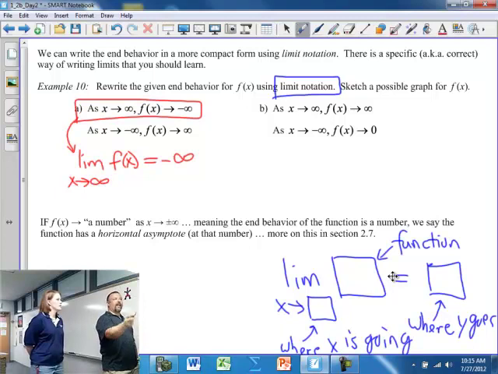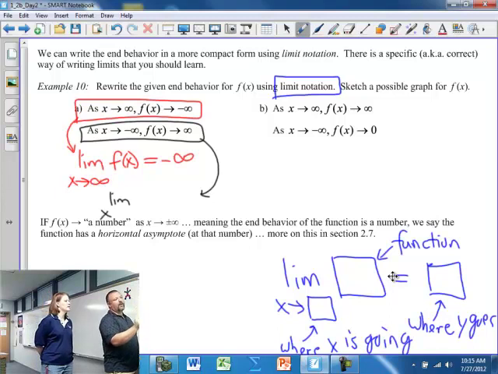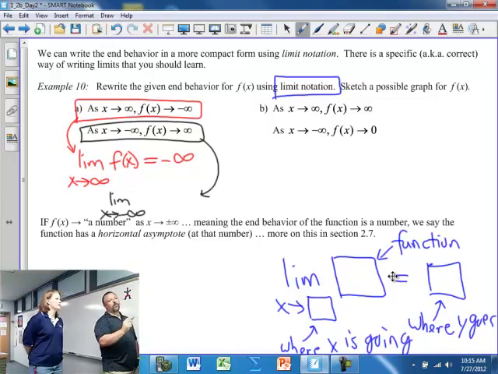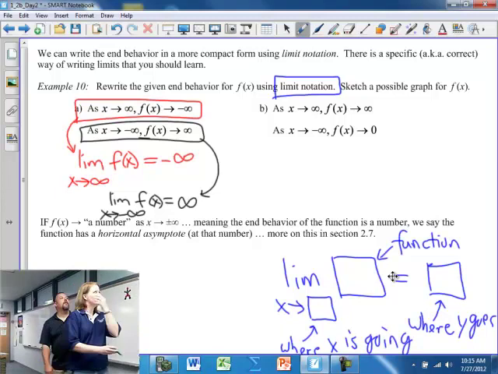Let's try the other one. What are we going to say here? We're going to say the limit as x goes, now which way is x going this time? Negative infinity. The function value f of x is going to go to infinity. Nice.